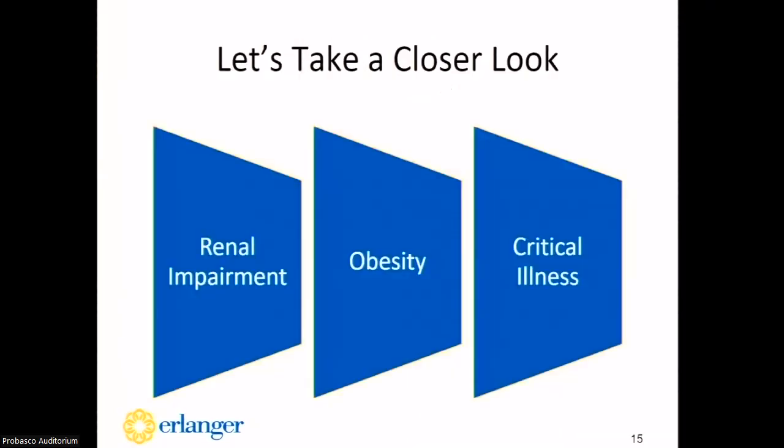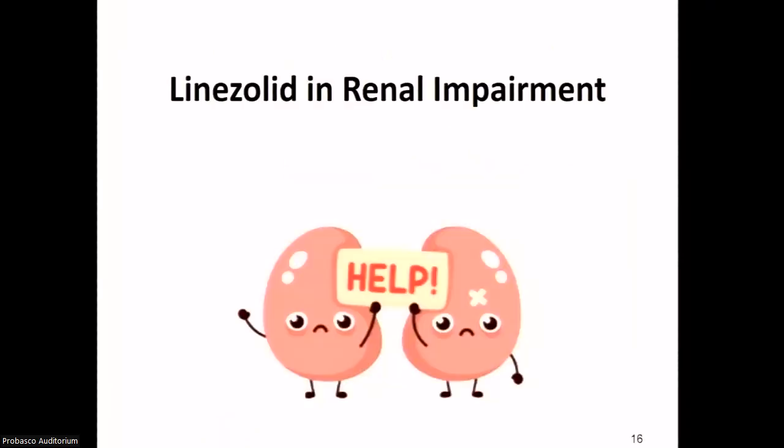So I wanted to take a closer look at three main patient groups, what I like to refer to as the big three, because traditionally they're patient populations that are either hard to ensure adequate drug concentrations or to limit overexposure. So we'll start with renal impairment, talk about patients with obesity, and lastly, we'll hit on critical illness.